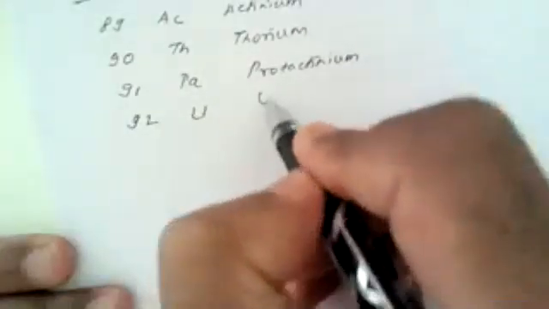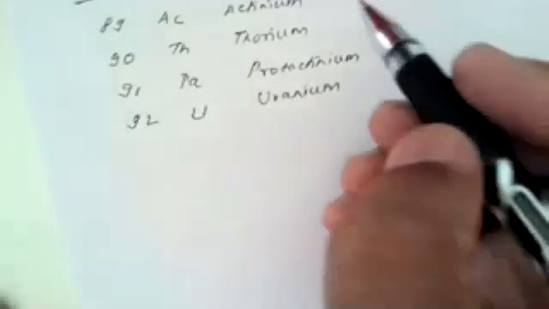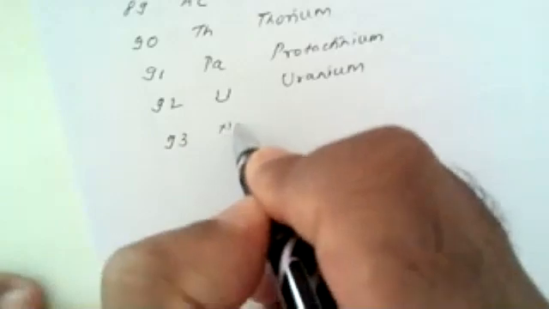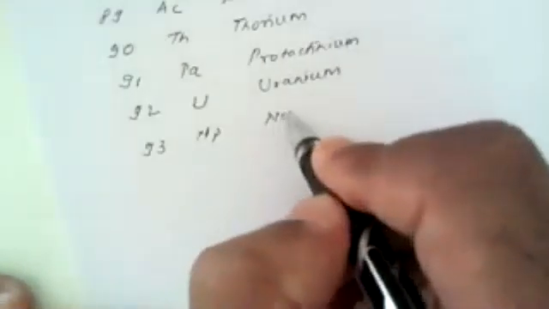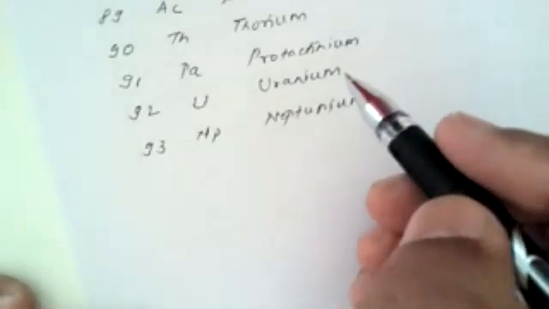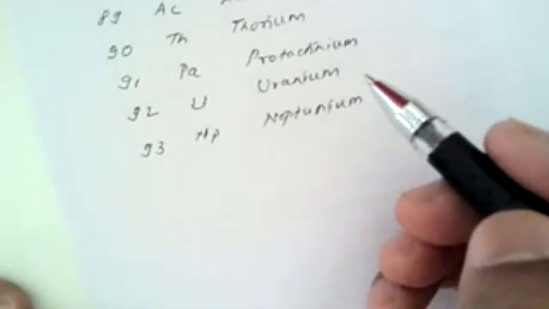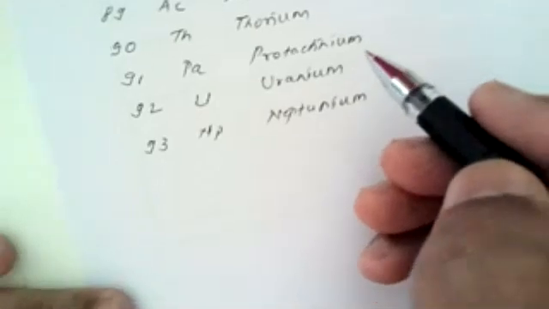Then 92, this is U, name of the element is uranium. Then 93 is Np, capital N, small p, name of which is neptunium. This name was derived from the name of the planet, that is Neptune. This is an artificial or man-made element.